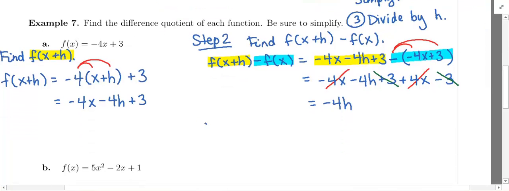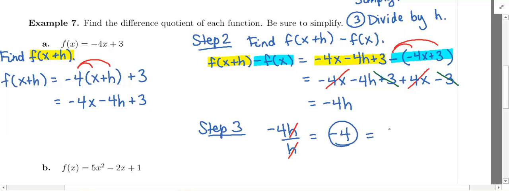So in step 3, we need to write down what we were left with in step 2, the numerator here, and we need to divide by h. Okay, so then what's going to happen? You have an h in the top and an h in the bottom. H divided by h, those will cancel, and it's going to leave you with negative 4. And this is the answer to f of x plus h minus f of x all over h.